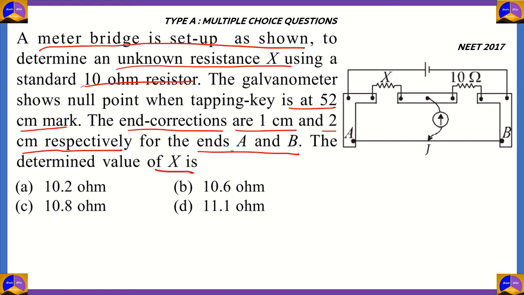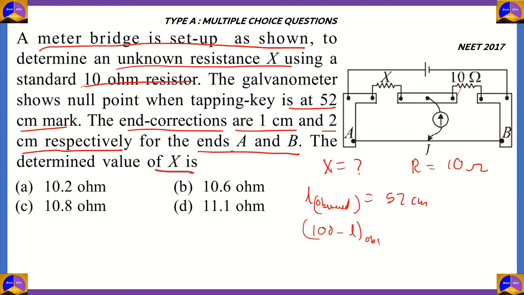How do we solve this question? Let's find out. First, we need to identify the quantities given to us. The unknown resistor X is the one we need to find out. We know that the resistance R is a standard 10 ohm resistor, so R equals 10 ohms. The galvanometer shows the null point when the tapping key is at 52 centimeter mark. But remember that we also have end corrections on this meter bridge wire, so L observed is equal to 52 centimeters, and 100 minus L observed is equal to 100 minus 52, that is 48 centimeters.